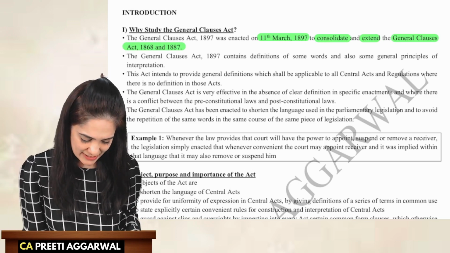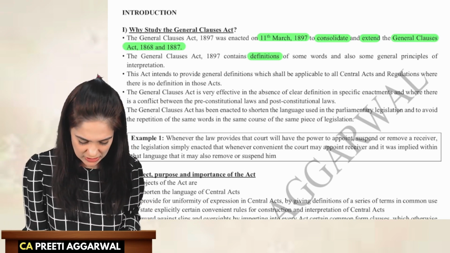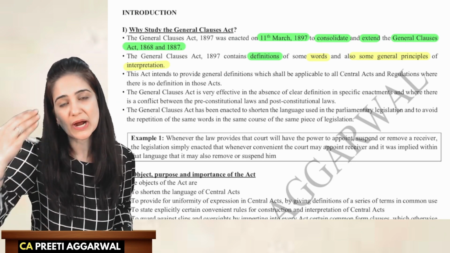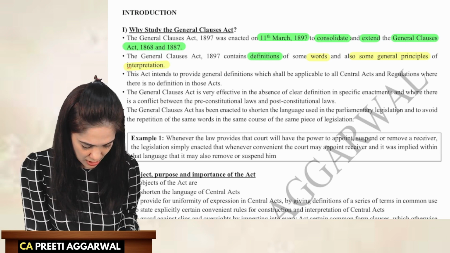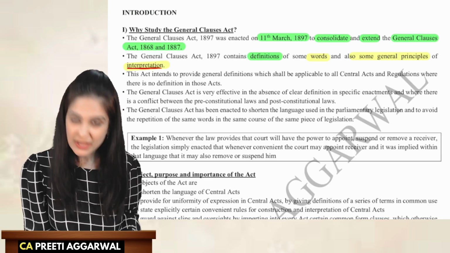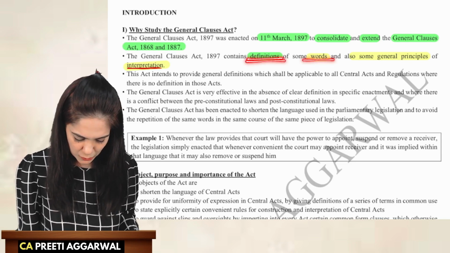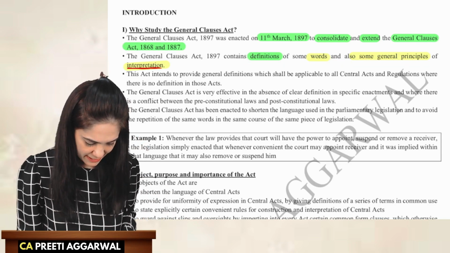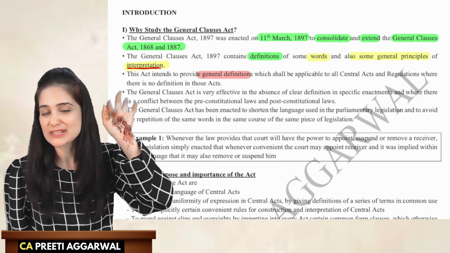The General Clauses Act, it contains what? Definition of what? Words and some general principles of interpretation. Interpretation means how to read and understand the act. What is the meaning of interpretation? How to read and understand the act. So the General Clauses Act contains certain definitions of words and also the principles of interpretation. This act provides general definitions. Specific ones will be given in the respective act.